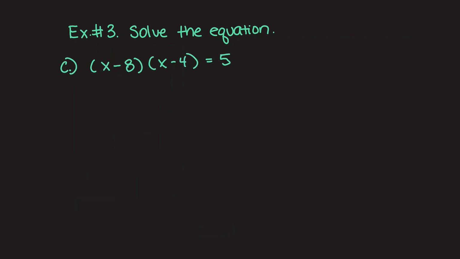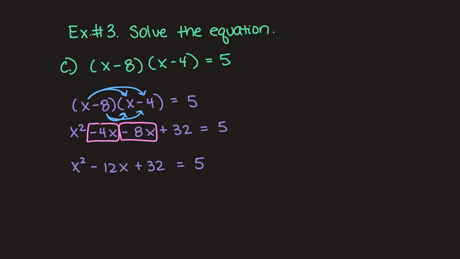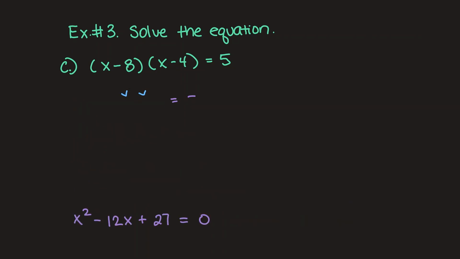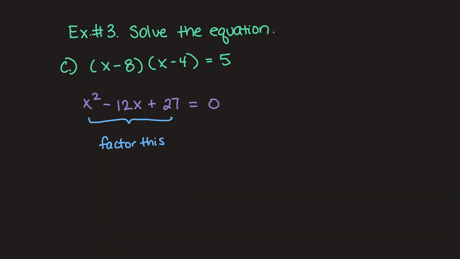And for this example, although the left side is factored, we cannot apply the zero factor property here because this product is not equal to 0. Therefore, we will need to multiply this out and then rewrite our equation so that it is in standard form, so we subtract 5 from both sides. Now our equation is in standard form, and we will factor this.